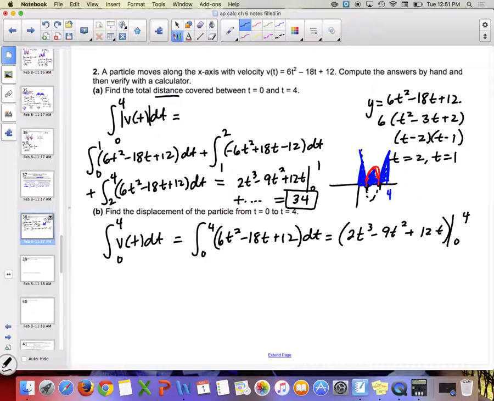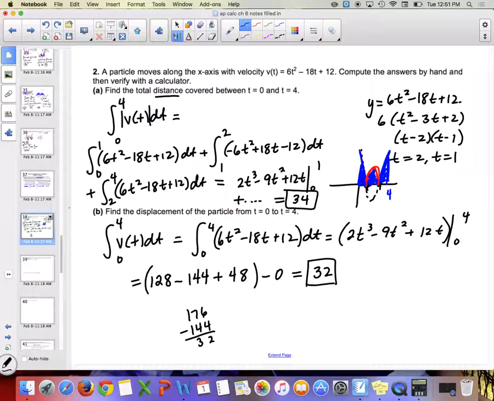It's not terribly difficult. 4 cubed is 64, so 2 times 64 is 128. 4 squared is 16. 16 times 9, do you guys know that? No one? Crickets. 144. And then 12 times 4 is going to be 48. And then the rest of it is kind of nice because it's all minus 0, right? We like that. So if you do 128 minus 144 plus 48, so what's 128 plus 48? 176. Then you can do all of that without a calculator.